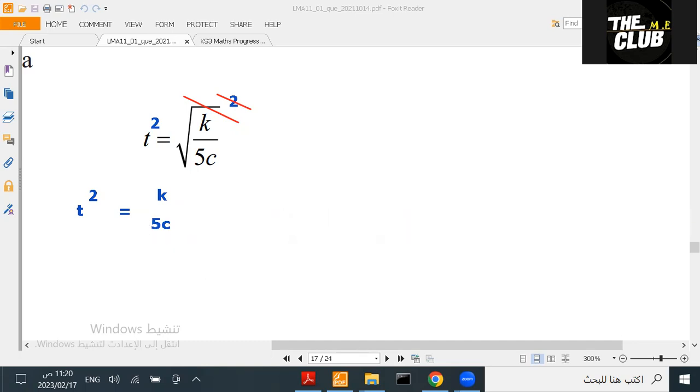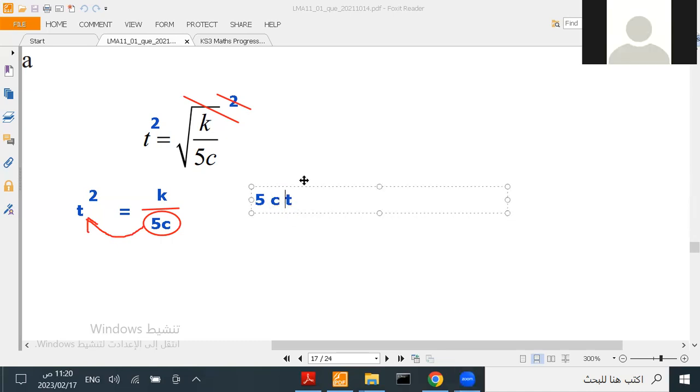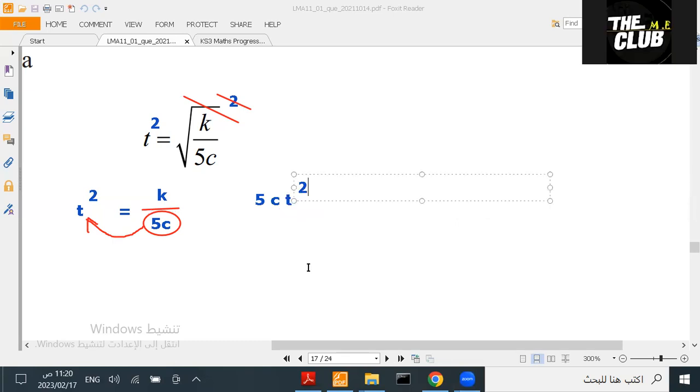Yes, make K the subject. You're going to take the 5C to the other side by multiplying. Good. It's going to be 5C. I'm going to take the 5C to the other side by multiplying. So what do I get? I get 5C t squared, right? Like this. Equals K. We do the square here. Equals K. Easy, right? 5C t squared equals K. That's it. That's how you answer a question like this.